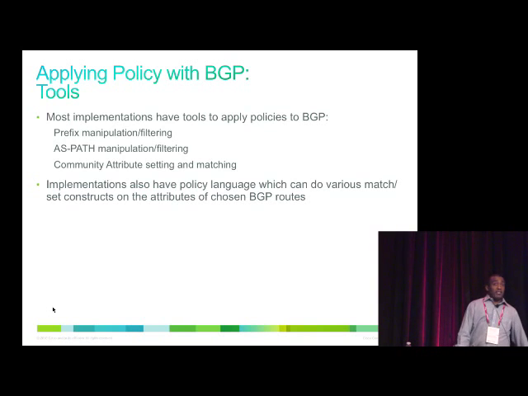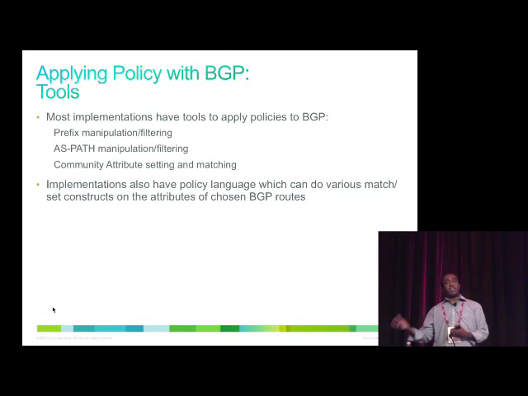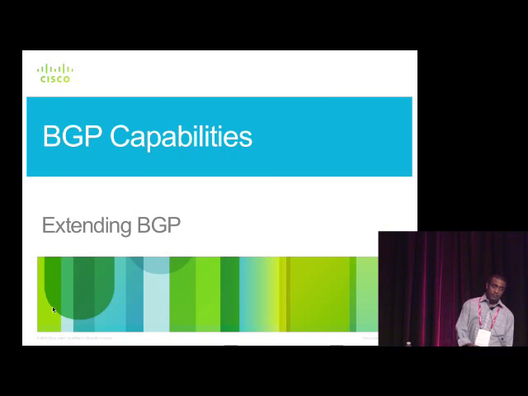So most implementations, that means vendor implementations, have tools to achieve this, like prefix lists, AS path lists, AS path manipulation language, regular expressions, community attribute settings, community attribute matching mechanisms, and some kind of programmatic language to do the policy as well. Okay. Any questions?